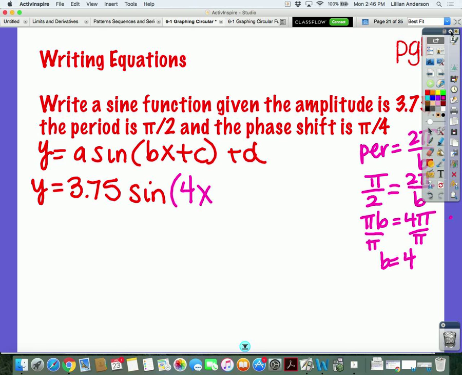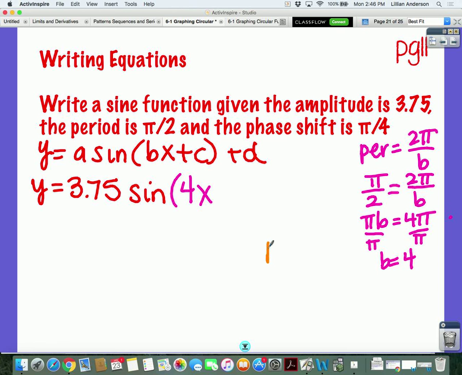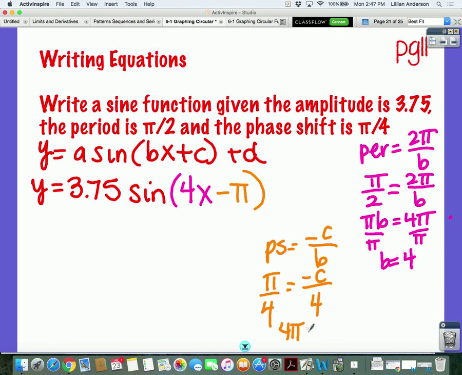It's a part of the formula that helps you find the phase shift. What's the formula for phase shift? So negative C over B equals your phase shift. Well, then we just figure out what B was. It's 4. And we know the phase shift is pi over 4. So what is C going to be? Negative pi. And you can get that the same way by cross multiplying: 4 pi equals negative 4C. Divide both sides by negative 4. And then that's how you get your C.